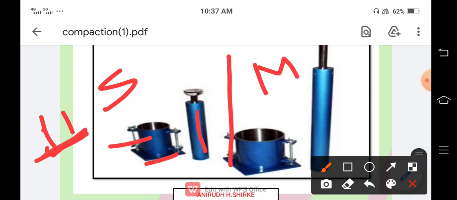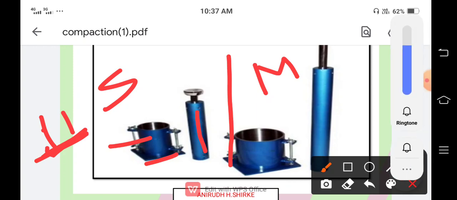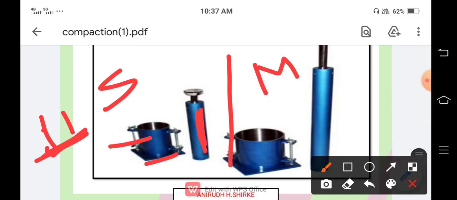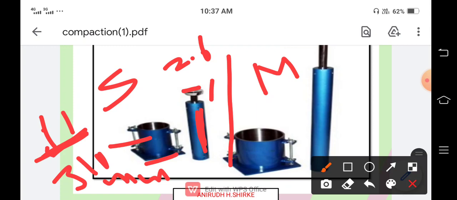The second one is called a rammer. This rammer has a weight of 2.6 kg, and it is dropped from a certain height. Drop means this handle is dropped from a certain height. The height will be 310 mm.